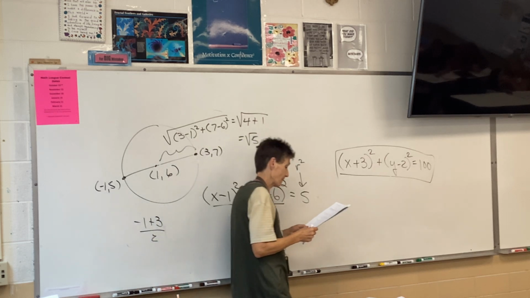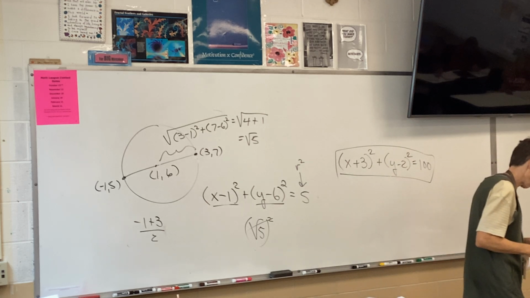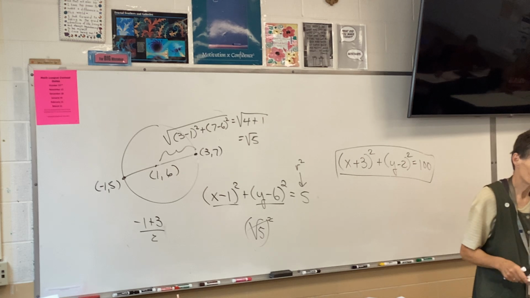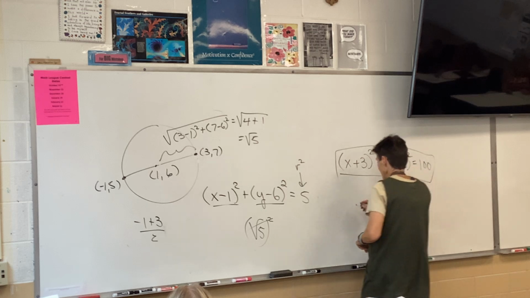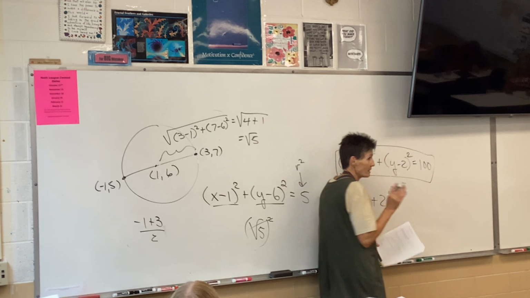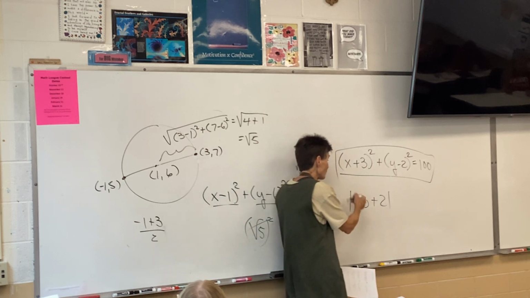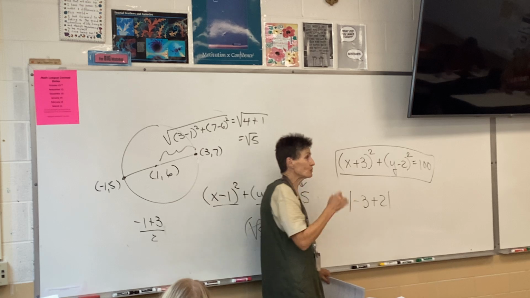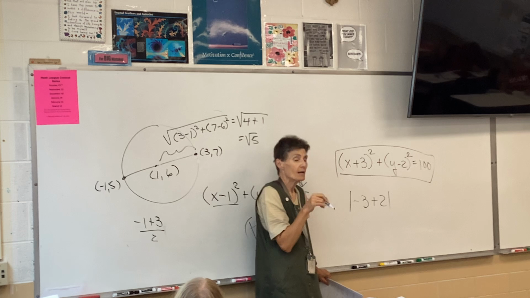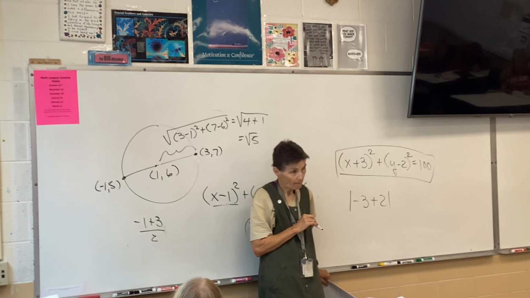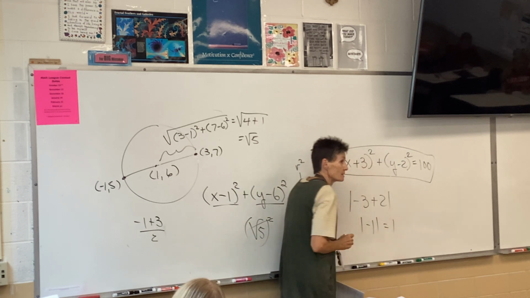Absolute value. 6a, tell me the answer. 1. Okay, when you do absolute value, remember PEMDAS? P is the parentheses. These get treated like parentheses. You have to do what's inside first. So first you add -3 and 2, and then you take the absolute value. So this is the absolute value of -1, which is 1.